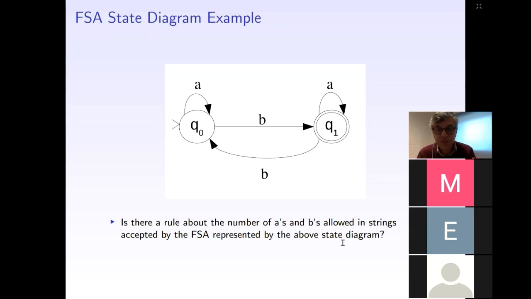So there are two things we need to discuss in here. The first thing is, if I have a state diagram like that, I can generate the rules. How to generate the rules? So easy. I will start from Q0. Q0 with A is Q0. Q0 with B is Q1. Q1 with A is Q1. Q1 with B is Q0.